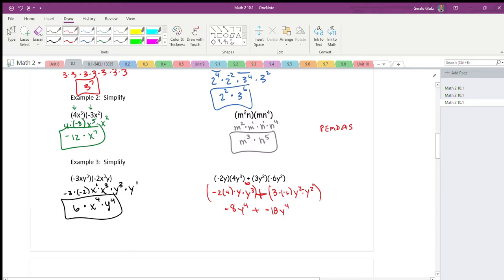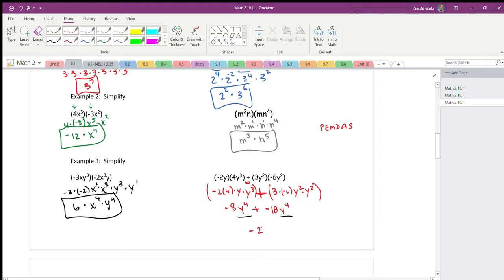So notice that we have some more like terms. We got a y to the 4th and a y to the 4th. So that means those are like terms, so we can combine them. So I have -8 y to the 4th plus -18 y to the 4th. So when I combine those, I get -26 y to the 4th.